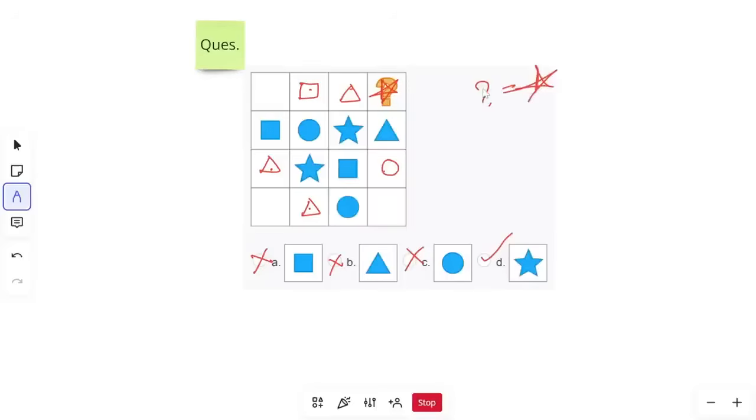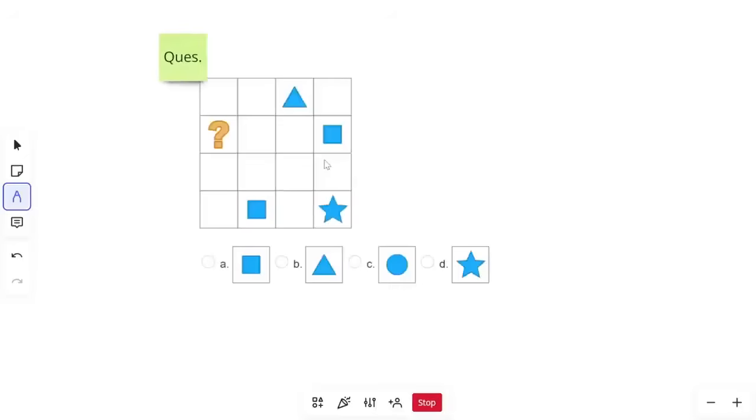Hope you have understood it. Let's now move on to the next question. Let's try to look at this question. We need to find out which symbol will come in place of the question mark.